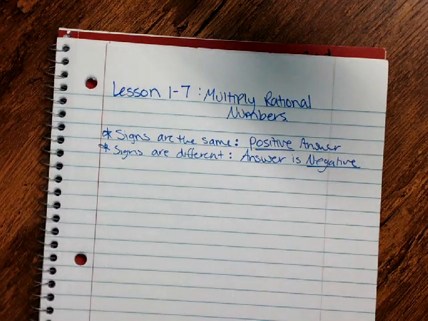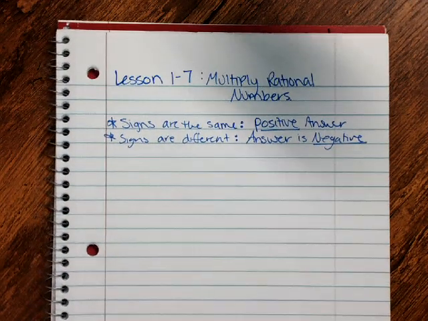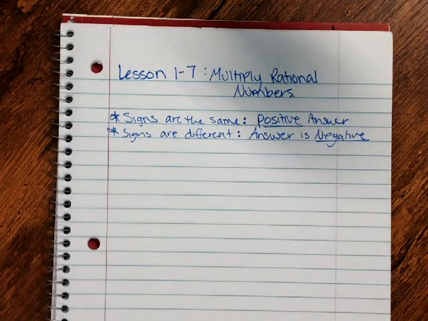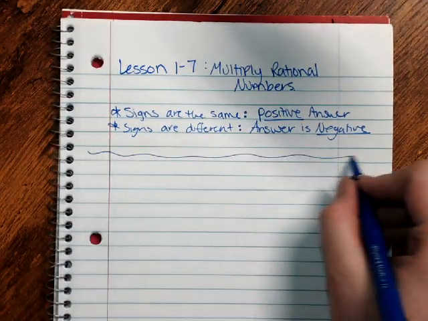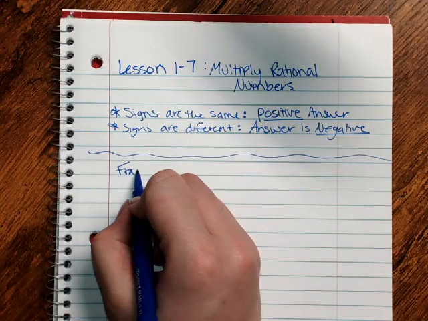Okay, so same sign, answer is positive. Different signs, the answer is negative. Now, this unit, instead of integers, we're using rational numbers. So we're using fractions, decimals, and then fractions with decimals. So we're going to look at fractions by themselves first.